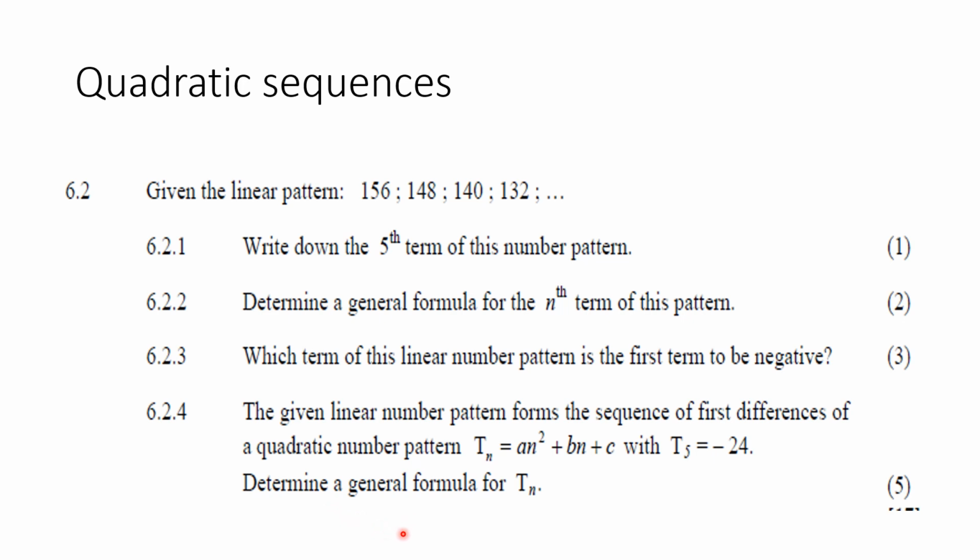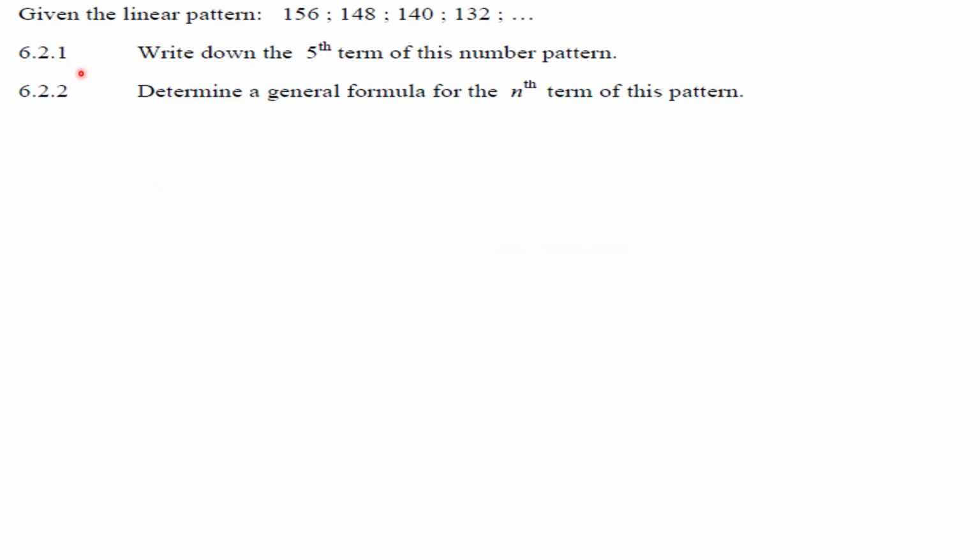The next question will be, which term of this linear pattern is the first term to be negative? And then the last question will be, given that the linear pattern forms a sequence of first differences of a quadratic pattern, with term 5 being equal to negative 24, you have to determine a general formula. So basically this question is saying that this linear pattern is the first difference of a quadratic pattern that has a term 5 with a value of negative 24, and you will have to determine a general formula. Without wasting time, let's just go and answer the questions. So the first question says, given the linear pattern, write down the fifth term of this pattern.